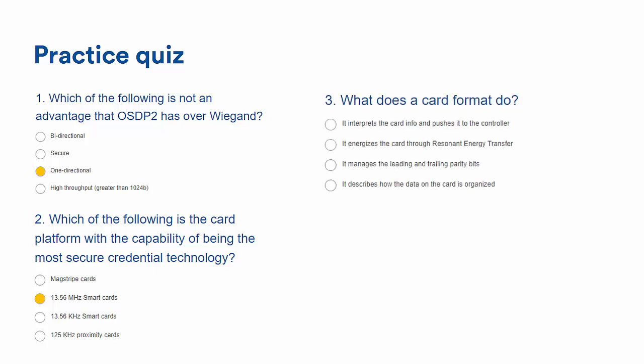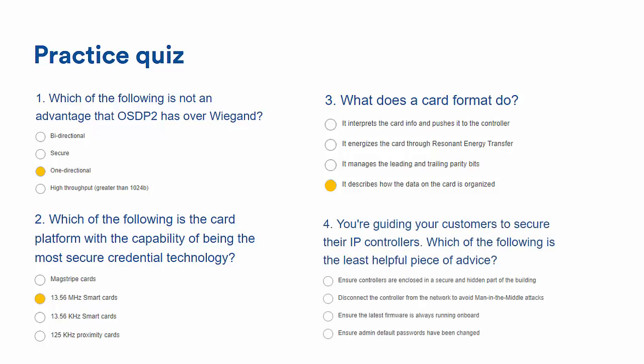Next question, what does a card format do? Does it interpret the card info and push it to the controller? Does it energize the card through resonant energy transfer? Does it manage the leading and trailing parity bits? Or does it describe how the data on the card is organized? Answer being, it describes how the data on the card is organized. It's almost like a phone number, knowing what the area code is, followed by the actual phone number. You have the country code. Describing how that data is organized makes more sense of the data on the card.